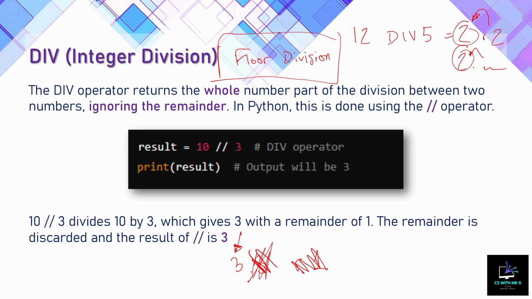One more example, just to confirm, we could have 9 div 2, which equals 4.5. 4.5 rounded down is simply 4. So again, div or integer division returns the whole number, discarding any remainders or any decimal points.